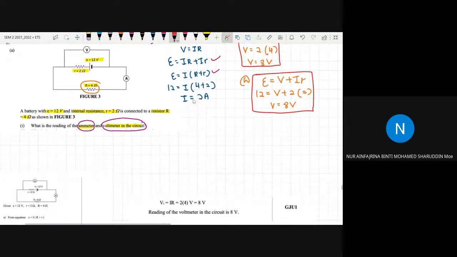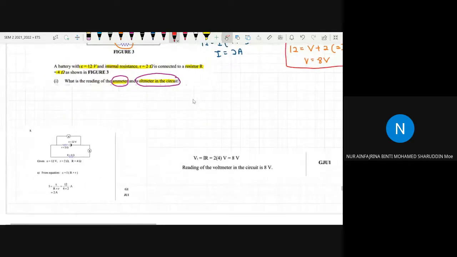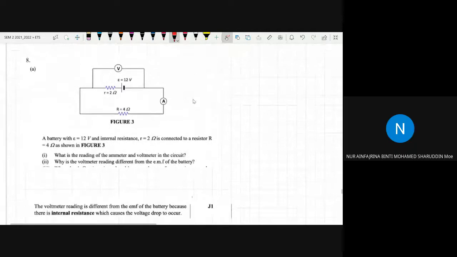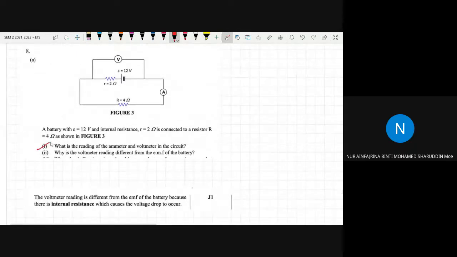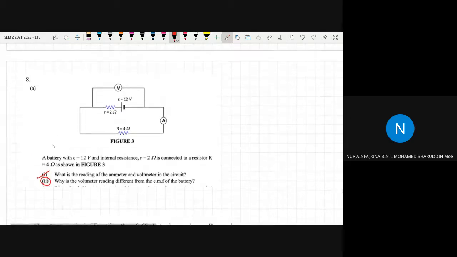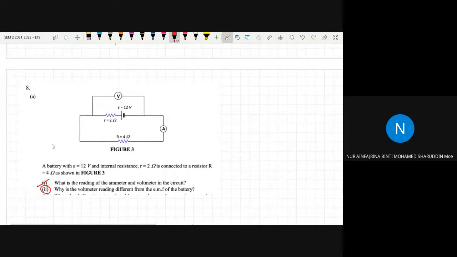Okay, so Miss akan proceed dengan 8B. Sorry, not 8B. No, 8A1 done. So Miss akan proceed dengan 8A2. Okay, I have a question. Why is the voltmeter reading, okay, voltmeter reading ini is different from the EMF of the battery? Tadi kita kira kita dapat berapa? Voltmeter reading ni 8 volt. EMF dia adalah 12 volt. Kenapa voltmeter reading dia adalah berbeza? Anyone?